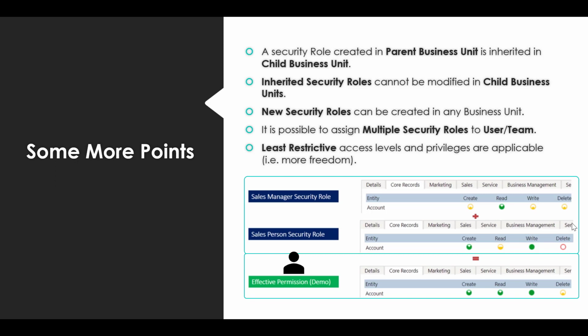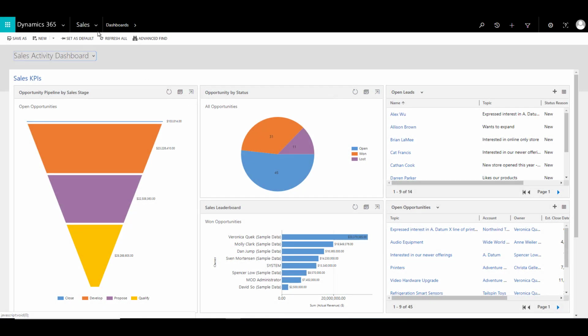So the least restrictive finally is at the user level, which is applied in the final result. So I hope you understand the least restrictive access levels and how they are applied in case of multiple security roles. All right, so let's get into the CRM.